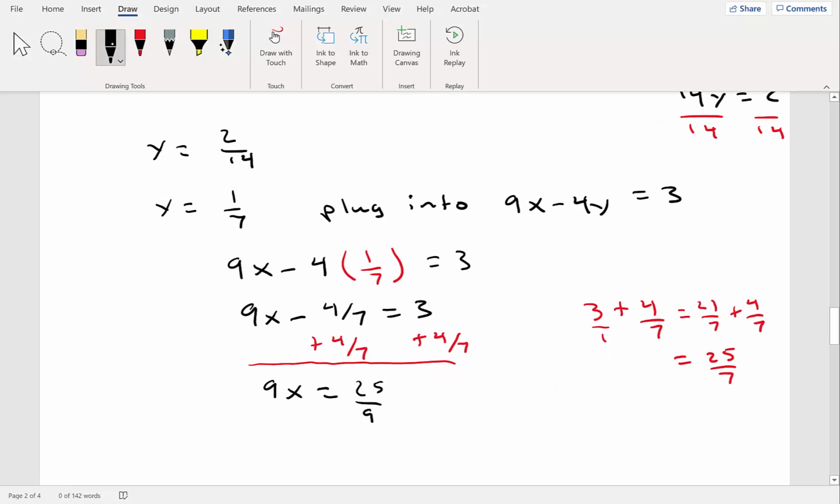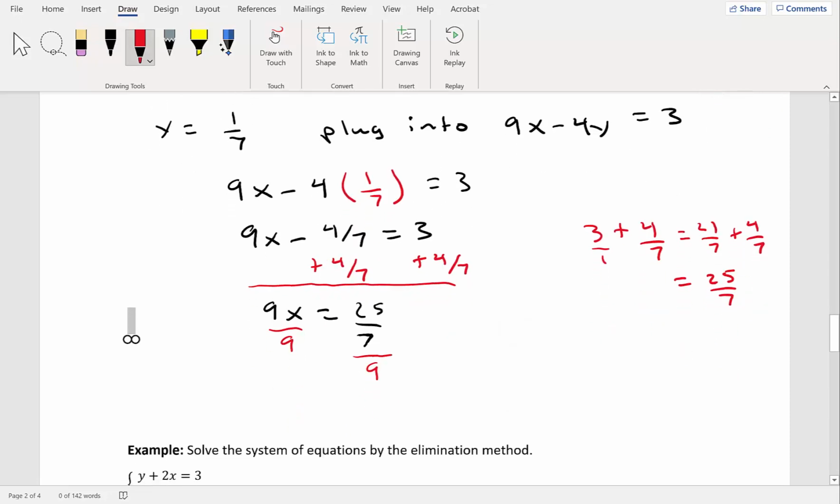Okay, now, one last step to solve for x. Since it's 9 times x, let's go ahead and divide both sides by 9. Now remember, you're going to have a fraction divided by a whole number. Let's change this into a fraction as well. So we get x is equal to 25 over 7 divided by 9 over 1. Okay, so we have one fraction divided by the other.